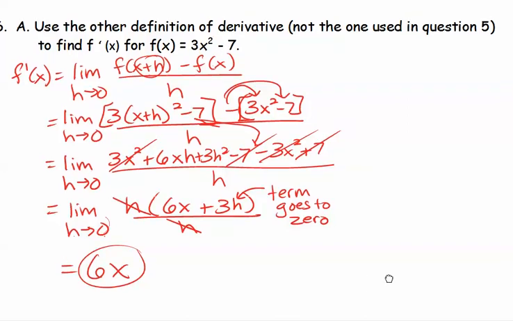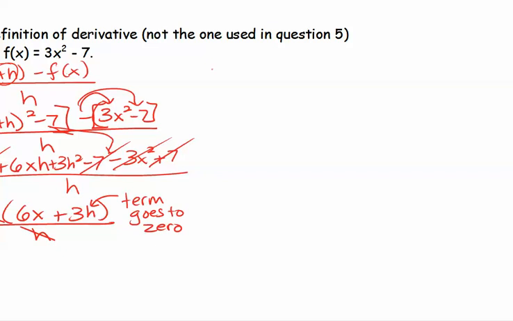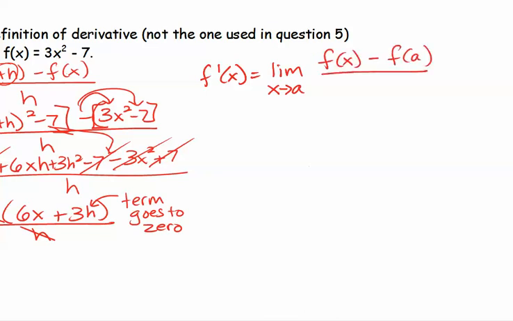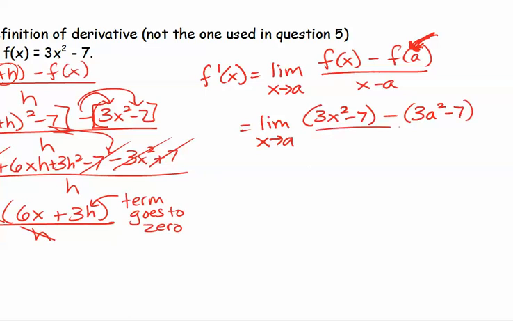All right, let's try the second difference quotient. By definition, f prime of x could also be computed as the limit as x goes to a of f of x minus f of a divided by x minus a. So first, f of x is exactly the way our function was given, 3x squared minus 7. Now we want to do f with a replacing the x variable. So that would look like 3a squared minus 7. And our denominator is x minus a.